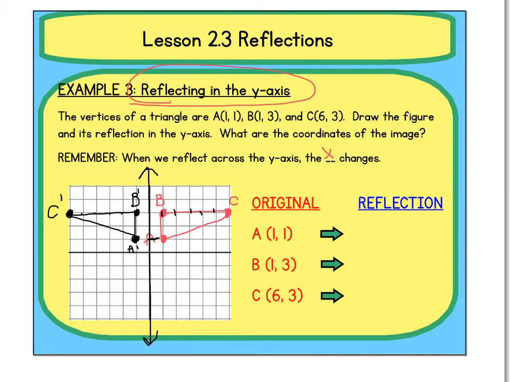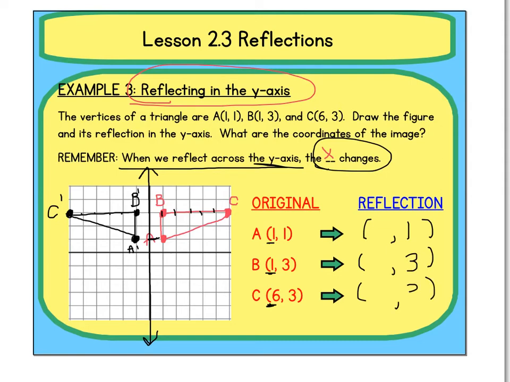Now, when we reflect across the y-axis, it's the x that changes. So I'm going to highlight this. Just the x should change. So I can leave my y coordinate exactly how it was. So for A, it's going to be -1, +1. Remember, it's got to be the opposite here. For B, it should be -1, +3. And for C, it should be -6, +3.